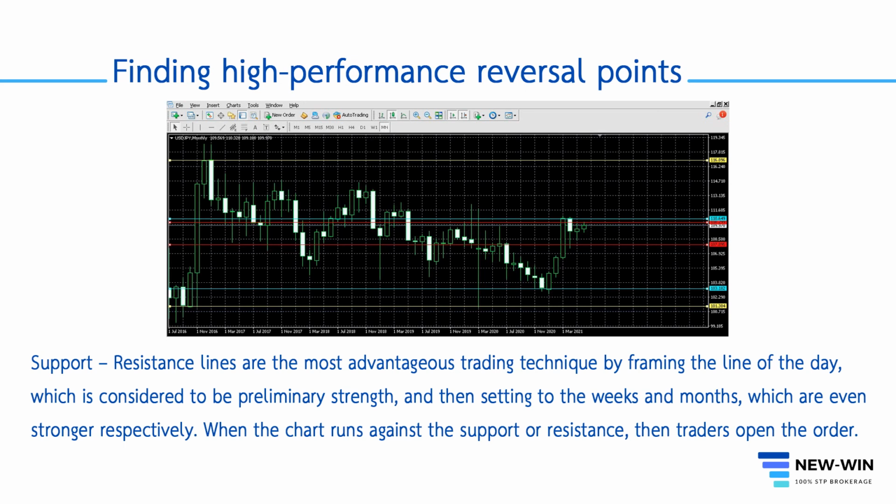Framing the support resistance lines of the day is considered preliminary strength, and then setting them for weeks and months, which are even stronger respectively. When the chart runs against the support or resistance, then traders open the order. And if traders want to set the risk reward at 1 to 3, then they can set the stop loss at 300 points and take profit at 900 points. In order to set how many points, we'll look at the distance between the support and the resistance.